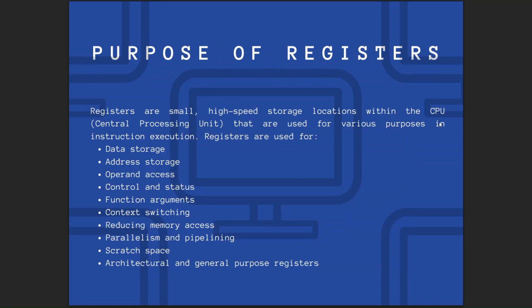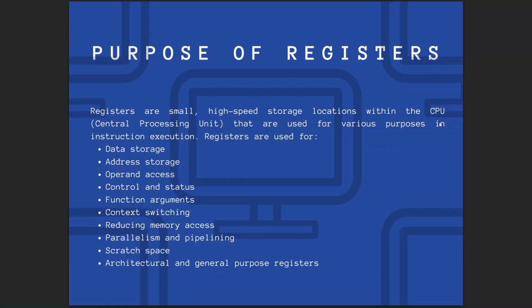This slide explains why registers are so important in computer architecture. Registers are small, high-speed storage locations within the CPU used for various purposes in instruction execution. First, data storage. Registers hold temporary data that the processor is currently working on. Second is address storage. Registers can hold memory addresses for load and store operations.